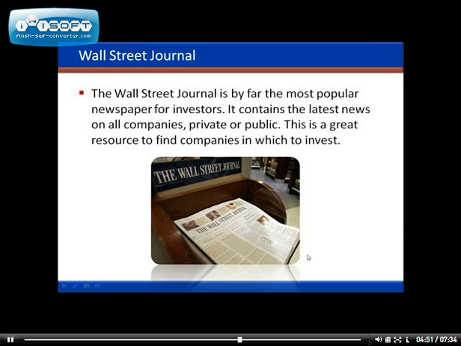The Wall Street Journal. The Wall Street Journal is one of the most popular newspapers for investors. There are a couple of newspapers out there. There's Barron's. And there are some business journals that are pretty much for regional companies in that particular region. And basically it contains the latest news, or up-to-date news on companies, private or public. And this is a great resource to use to find out about companies, and to find companies that you are interested in investing in.